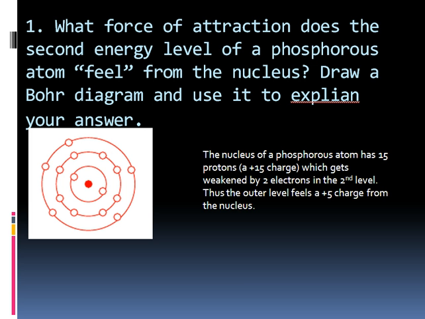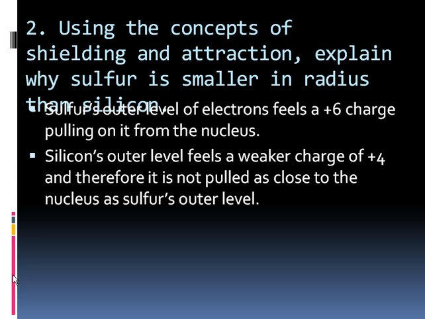Question 1 says, what force of attraction does the second energy level of a phosphorus atom feel from the nucleus? Draw a Bohr diagram and use it to explain your answer. The nucleus of a phosphorus atom has 15 protons, which gives it a plus 15 charge, which gets weakened by 2 electrons in the second level. Thus, the outer level feels a plus 5 charge from the nucleus.